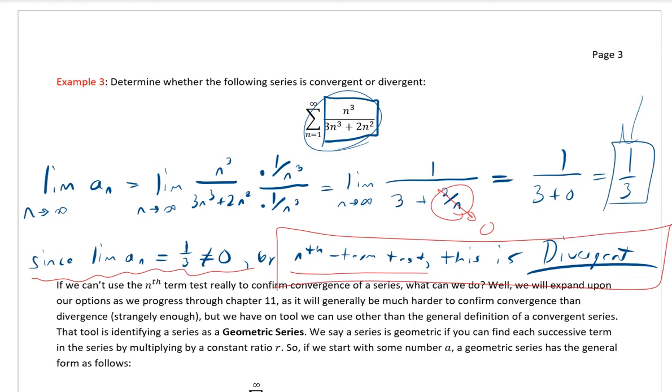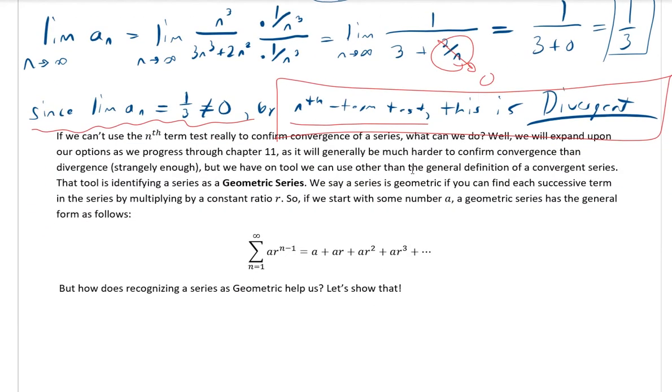Okay. So I've said this a bunch of times, but I also have it here. We can't use the Nth Term Test to really confirm convergence of a series. You can't do it for convergence, but you can confirm that it's divergent. If the limit equals 0, however, it's inconclusive. You need to test other things.